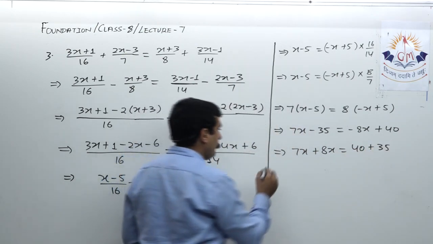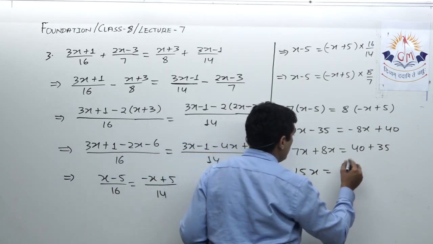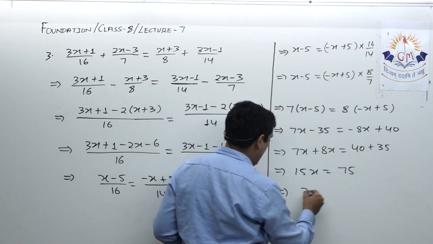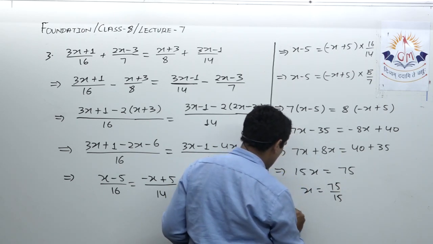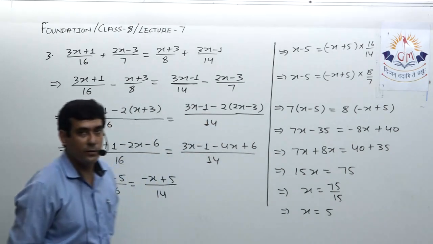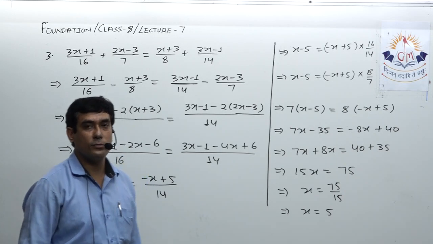Now 7x plus 8x, that is 15x, is equal to 75. So 75 upon 15, x is equal to 5. So this is my final answer. Please note it down, then we'll see the next question.